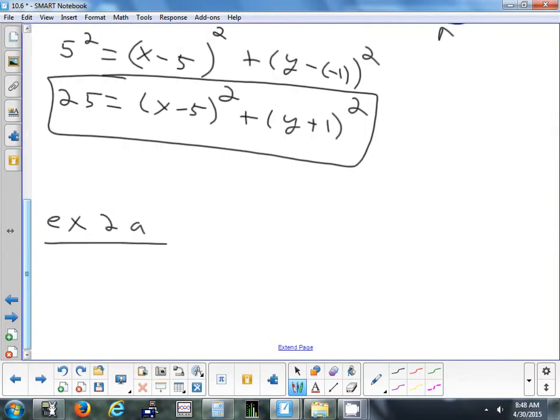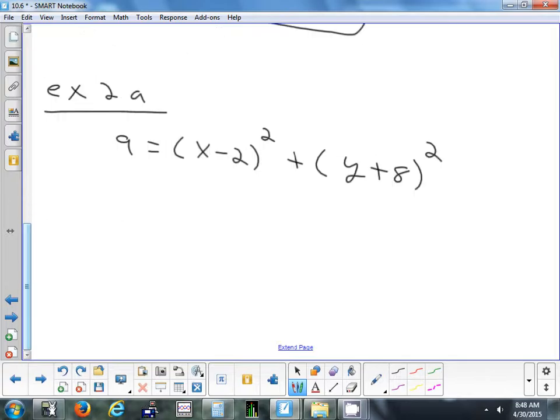Let me just make one up, and I want you to tell me the center and the radius. So I've got 9 equals x minus 2 squared plus y plus 8 squared. Okay, let's start with the radius. That's a little bit quicker to find. What's the radius of this circle? 3. Okay. Radius is 3.